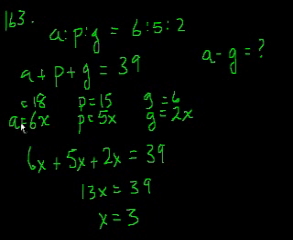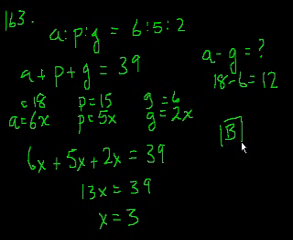And if you want to know how many more apples there are than grapes, 18 minus 6. 18 minus 6 is equal to 12. Actually, these are all in pounds. There are 12 pounds more of apples than grapes. And that's choice B.